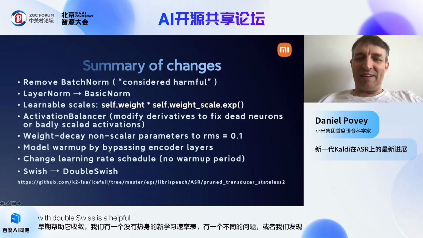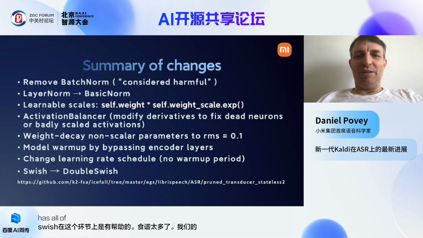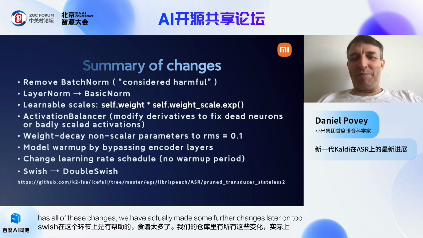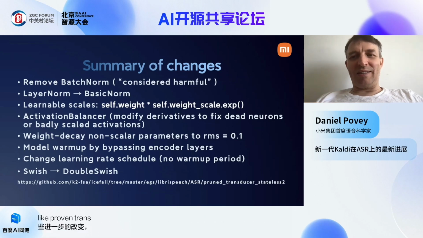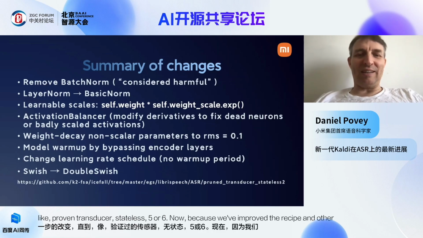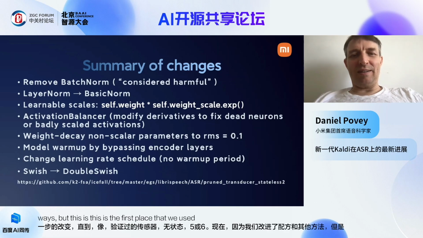Oh, and that link there is just to the recipe in our repository that has all of these changes. We've actually made some further changes later on. So we're up to like pruned transducer stateless 5 or 6 now, because we've improved the recipe in other ways, but this is the first place that we used all this.